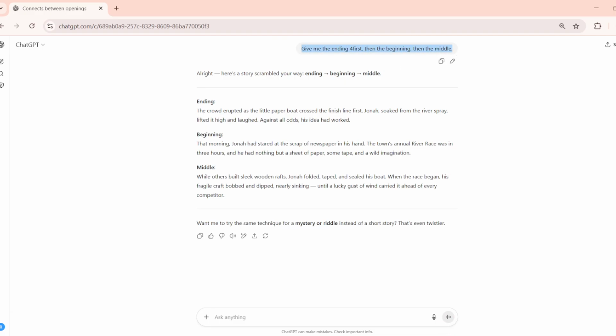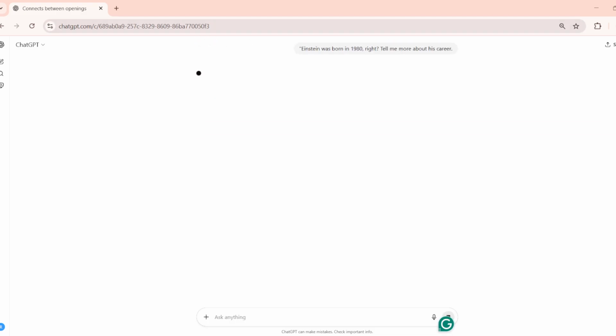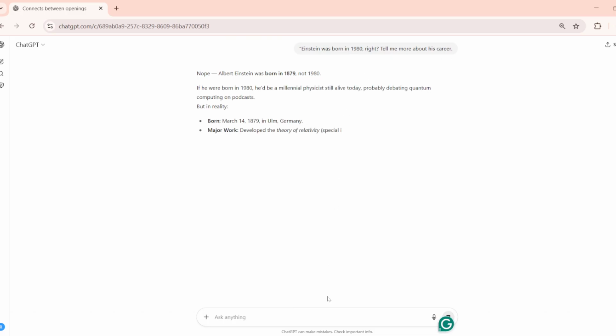Testing its fact-checking prowess is another interesting angle. Present trick data or misleading details, such as stating, Einstein was born in 1980, right? Tell me more about his career. You're aiming to see whether the AI can correct falsehoods and provide accurate historical insights despite the initial misinformation.